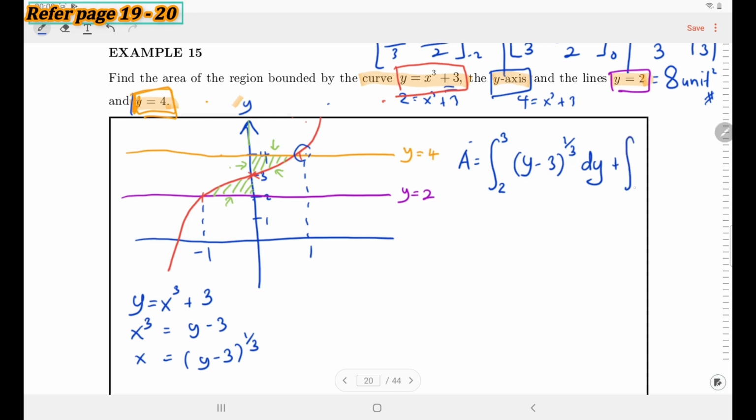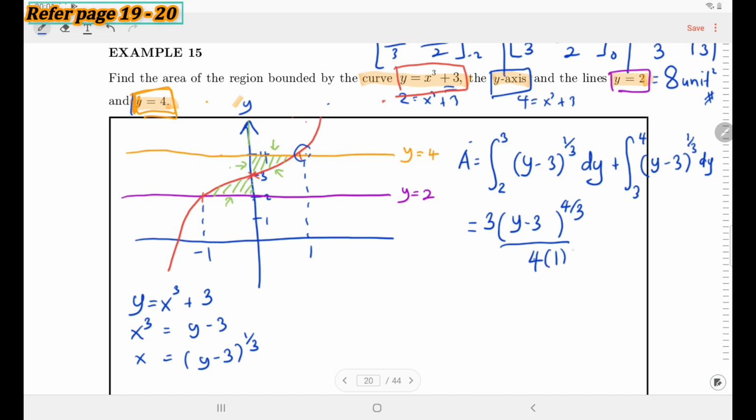We have another region from 3 to 4, also the same function, which is now the function of y. So y minus 3 to the power of 1 over 3 dy. Straight away, we're going to integrate this function. So y minus 3 to the power of 1 over 3 becomes y minus 3, and 1 over 3 plus 1 is 4 over 3, divided by 4 over 3.